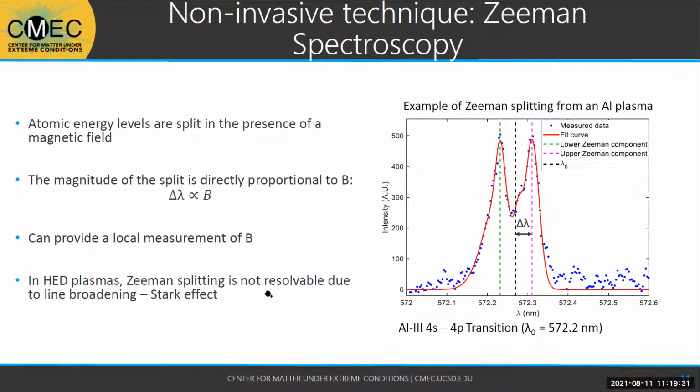However, the main drawback is that this direct approach of measuring the splitting is basically never resolvable in the Z-pinch plasmas that we're talking about.